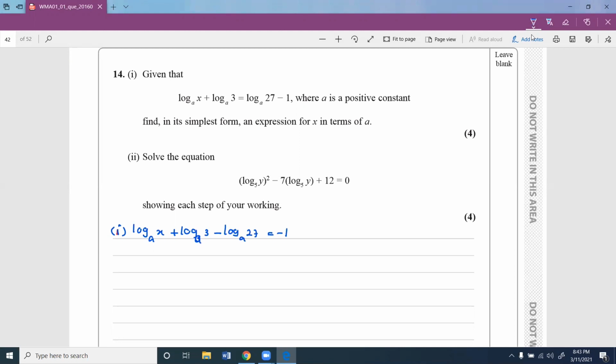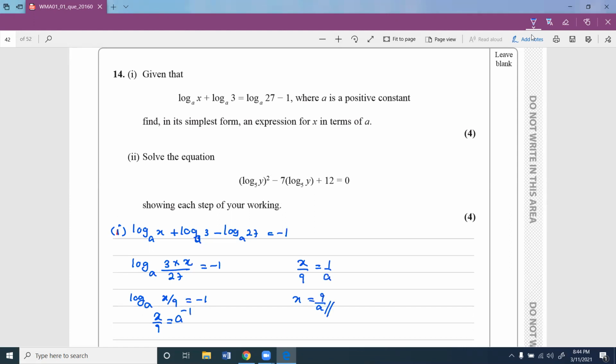Then you can simplify them. So you can say log a, this addition you can write as a multiplication, this subtraction you can write as a division, equals minus 1. Then you can say this is log a x over 9 equals minus 1. Then you can write x over 9 equals a to the power minus 1. Then this turns up to x over 9 equals 1 over a. Therefore, x becomes 9 over a. That's the answer for that.